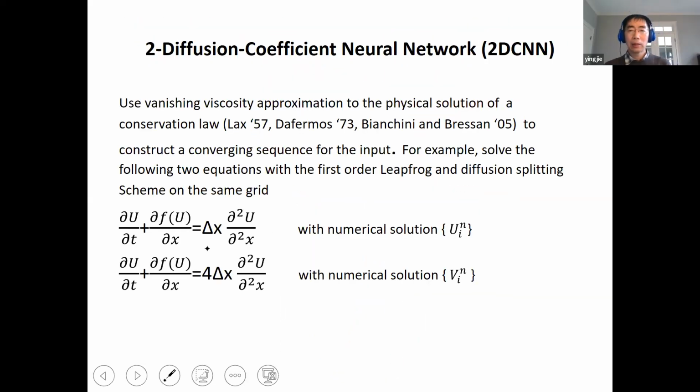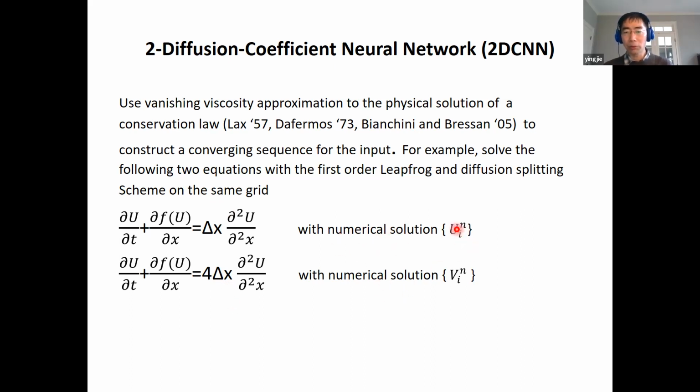Okay, so now what if we don't use 2 grids? The idea is that we use a converging sequence in the input, so we don't have to use 2 grids. For example, we can use the vanishing viscosity approximation to the physical solution using one grid. Let's say we perturb the diffusion with delta x or with 4 delta x. The 2 perturbations will naturally create a converging sequence.